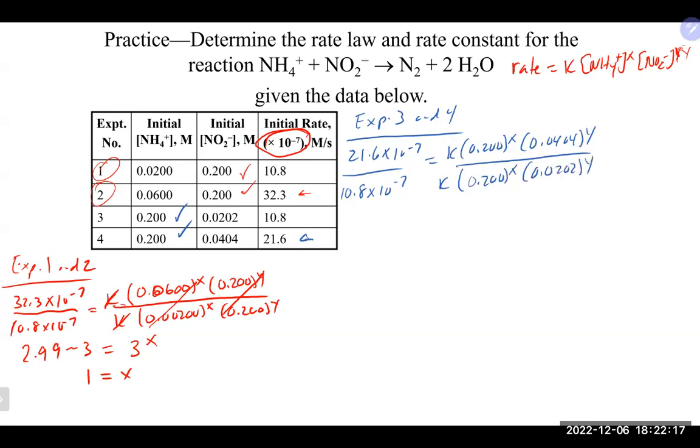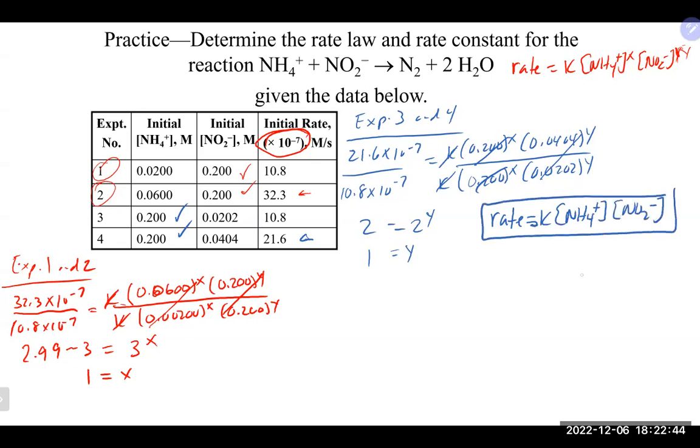And again, 21.6 divided by 10.8 is going to give us a 2. These will cancel, and this will give us 2 to the Y, where Y here would also equal 1. That means our completed rate law is the rate equals K times NH4 plus and NO2 minus, each one being first order. The overall order of this reaction would be 1 plus 1, which is second order, by adding the orders together.